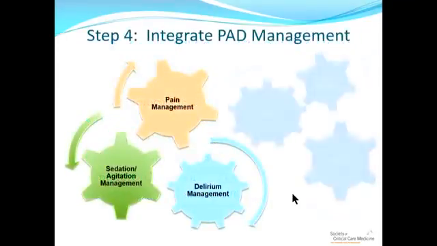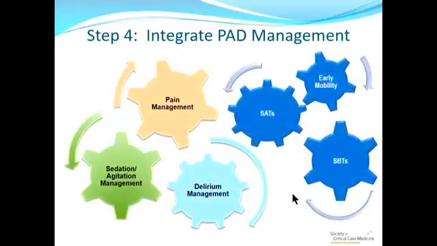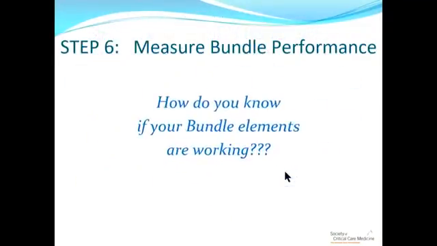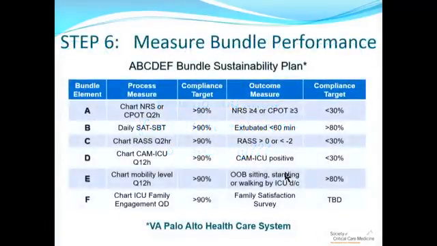Once you've kind of nailed down the PAD protocols, the next step is to link it to performance of SATs and SBTs and early mobility. Engage patients and families. Get them involved in care and conversations at the bedside. And finally, measure bundle performance. Otherwise, you don't know if your bundles are working. This is our sustainability plan at the VA Palo Alto ICU. Each letter has a process and an outcome measure, and these are our personal benchmarks. There's nothing written in the golden tablets that tell you this defines your success, but it's something we are reaching for.